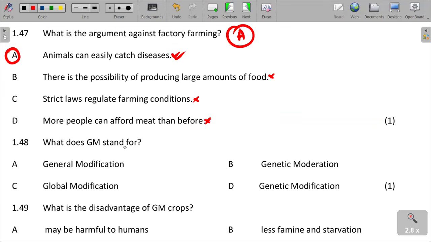What does GM stand for? Genetically modified. G stands for genetically or genetic, and then M stands for modified. Genetic modification.